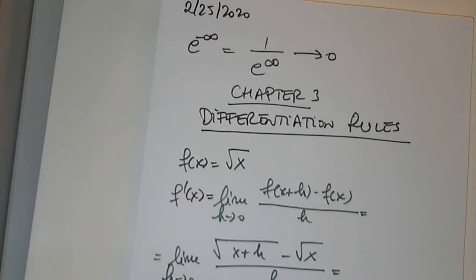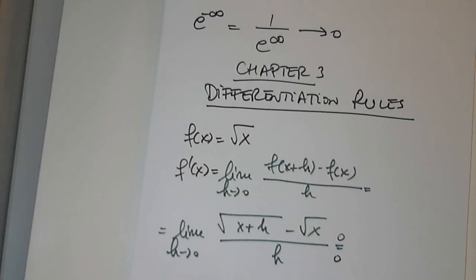As expected, I get... Plug in 0. What do I get? 0 over h. 0 over 0. When I plug in 0, I get the square root of x minus the square root of x, which is 0 over 0. It's 0 over 0, correct? Agreed? Yep. Okay, perfect. The limit of the difference quotient has to be 0 over 0. Okay, so then how do we proceed?